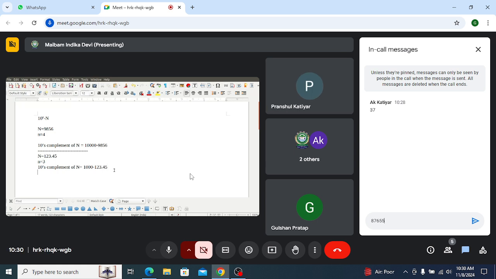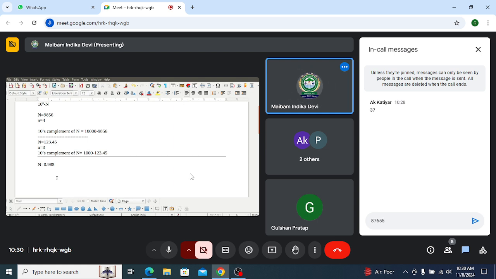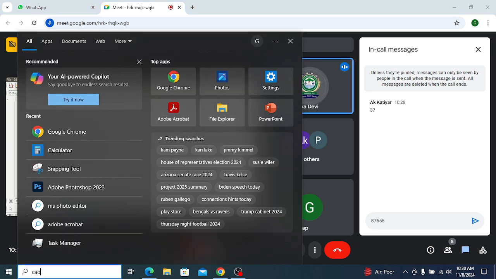Clear? Now the next question is, what if N equals 0.985? Now find the tens complement of this number. Right now, calculate it. What will be the answer? Just tell me right now.